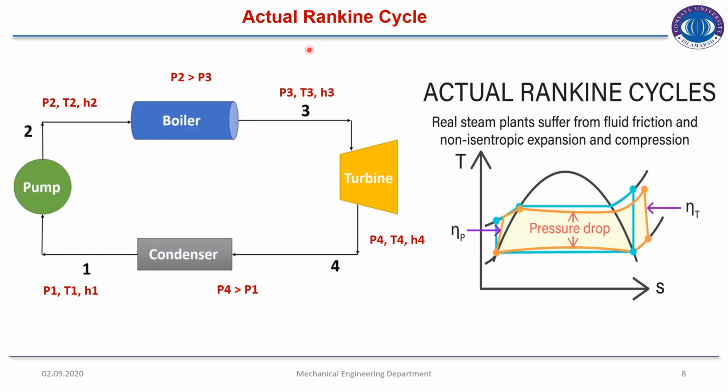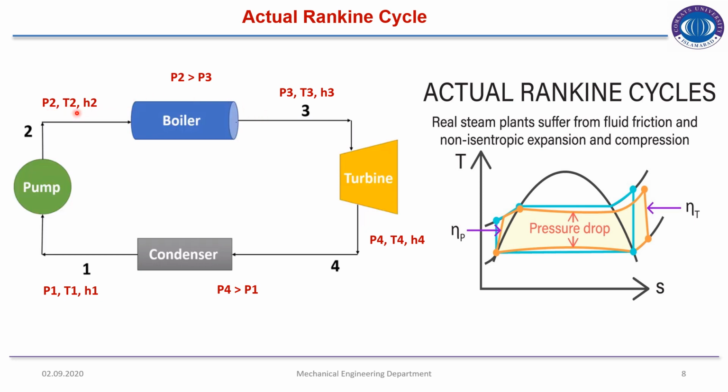What happens in real life is that process 1 to 2 is not entirely an isentropic process. There will be a slight deviation, so as you can see, a slight entropy change. For process 1 to 2 and 3 to 4, the pump and turbine respectively, there will be a little entropy change. And in the boiler and condenser, as I have already written, there will be a pressure drop.